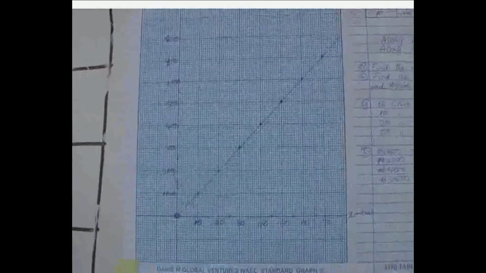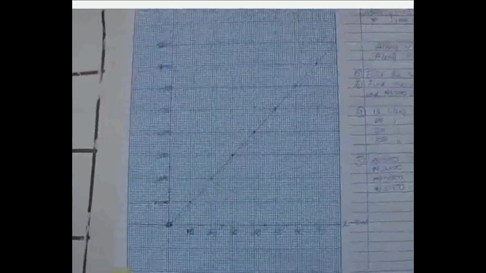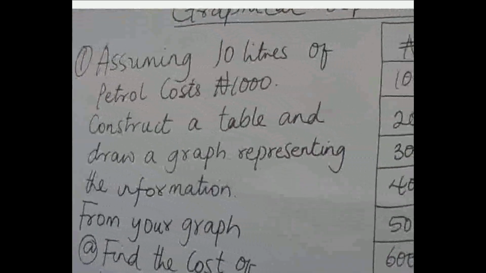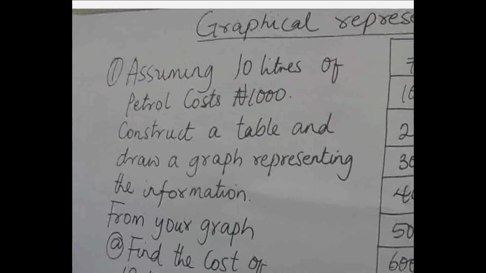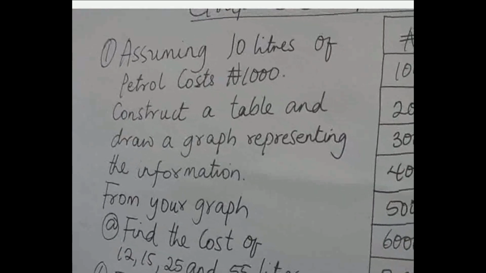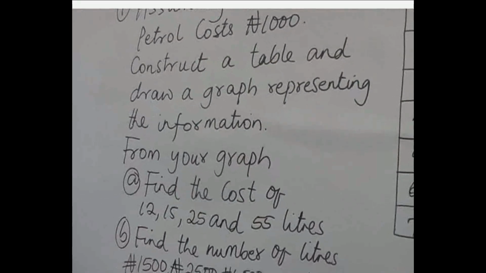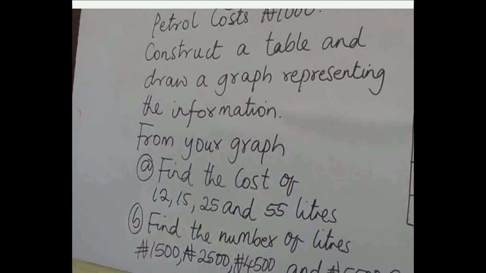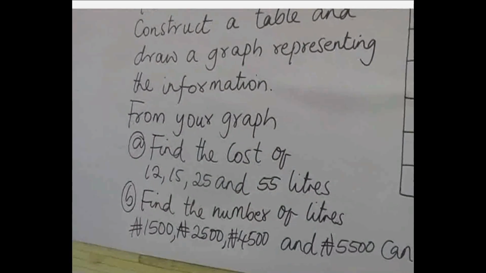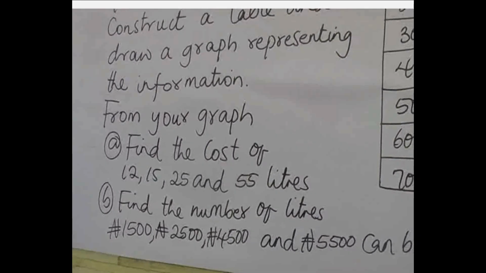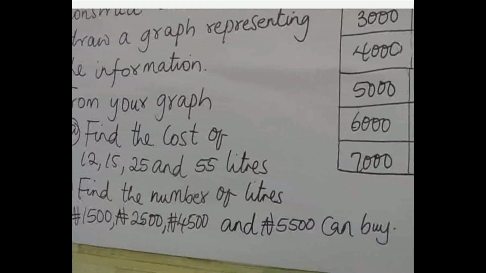Last thing I want to add before we call it a day in this question and go into plotting the other graph that we have is this. This question, which we have plotted its graph now: assuming that 10 liters of petrol costs 1,000 naira, construct a table and draw a graph representing the information. From your graph, find the cost of 12, 15, 25, and 55 liters. Question number B, find the number of liters 1,500, 2,500, 4,500, and 5,500 can buy.